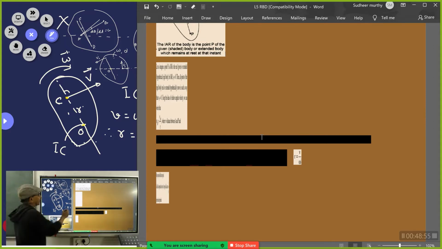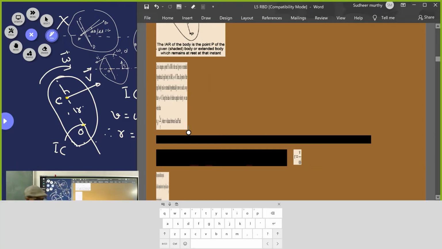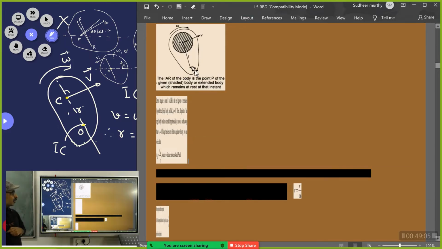So now one more aspect is the velocity at P. See, in this case, the velocity at P. What will be the velocity at P? Zero, instantaneous. Okay, because you have said it is momentarily at rest.